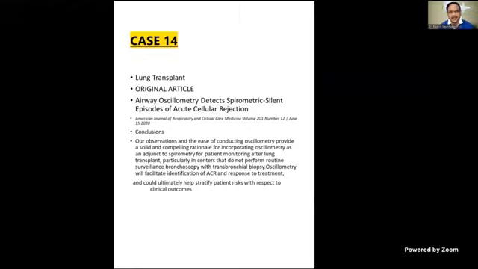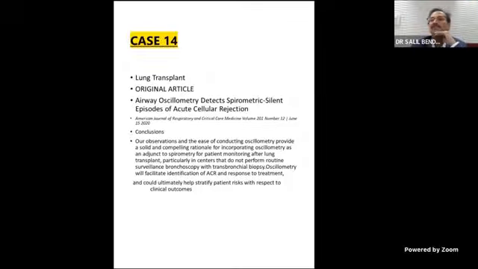This article concluded that our observation and the ease of conducting oscillometry provide a solid and compelling rationale for incorporating oscillometry as an adjunct to spirometry for patient monitoring after lung transplant, and in particular for those patients in centers that do not perform routine surveillance bronchoscopy with transbronchial biopsy, which is an invasive procedure. So oscillometry can facilitate identification of acute cell rejection, and hence a response to treatment can save that lung, and it could ultimately help stratify patients' risk with respect to clinical outcomes.